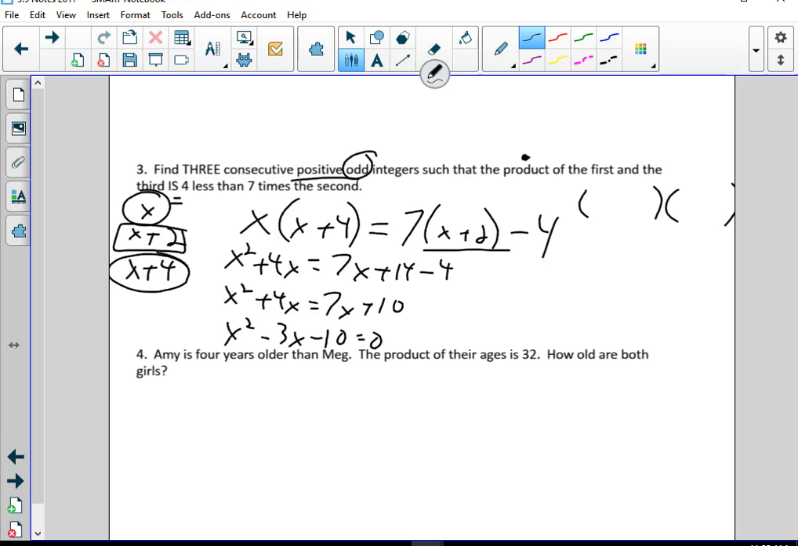I need 2 numbers that multiply to give me 10, sorry, that differ by 2. 2 and 5. 5 times 2 is 10. 5 minus 2 is 3. Okay? So I know my numbers are 2 and 5.